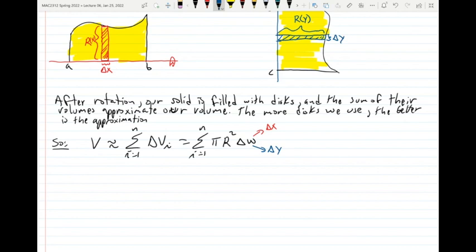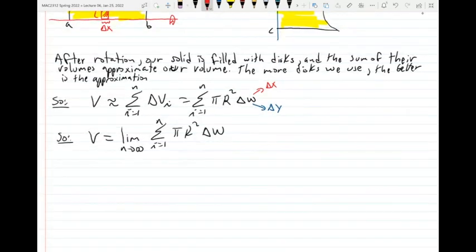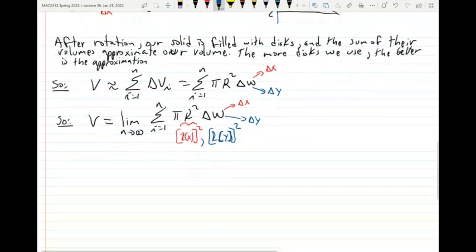So we take infinitely many disks by taking the limit as n approaches infinity. If you want to get the exact volume, we take the limit as n approaches infinity of the sum of all of these guys. And remember, this is a function. This right here could be a function of x in the red case, but it could be a function of y in the blue case, okay? And similarly, this could be delta x or delta y, depending on the situation.